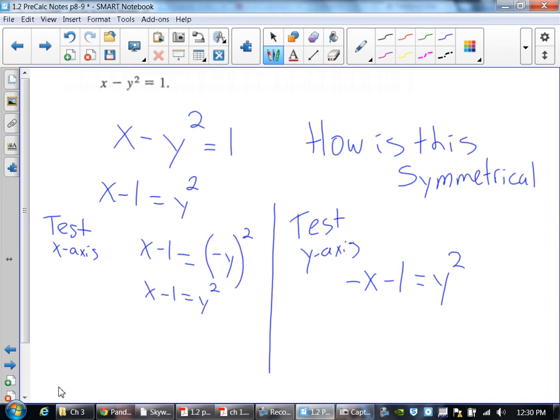Remember, if there's a function that's symmetrical about all, circle. That's about all I can think of. Okay? Let's try another one.